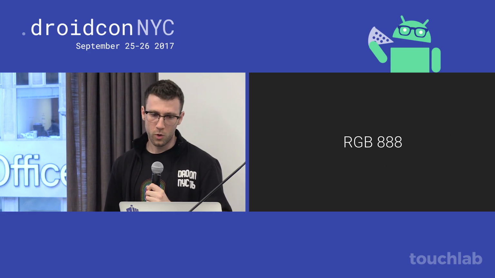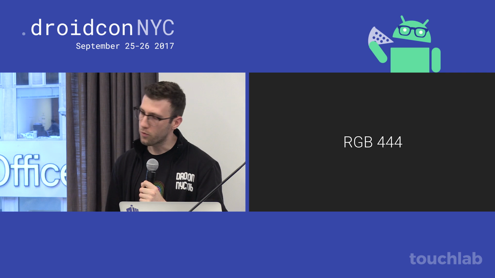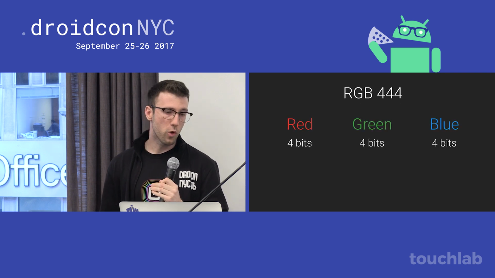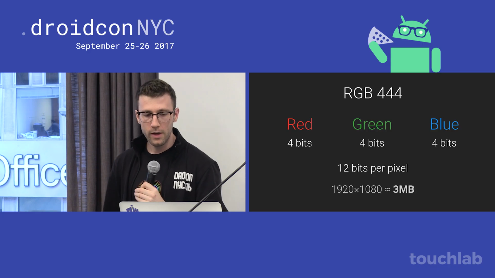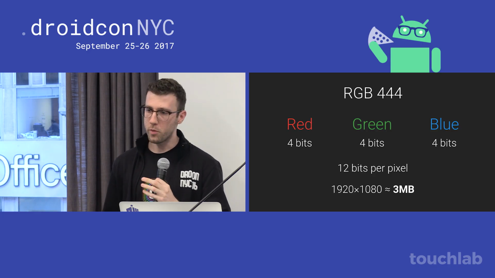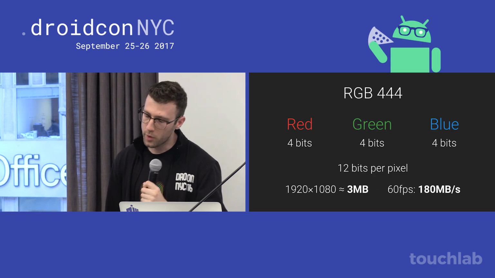All right, so we can cut this in half. We can go to RGB 444. So every channel gets 4 bits. A pixel fits into 12 bits. And a 1920 by 1080 image is now 3 megabytes. So to get a 60 frame per second preview, we're sending 180 megabytes per second.